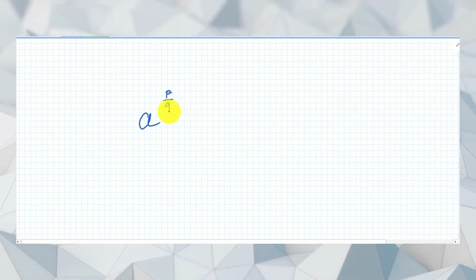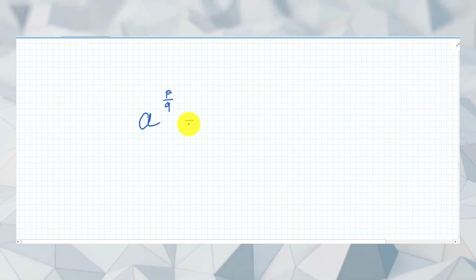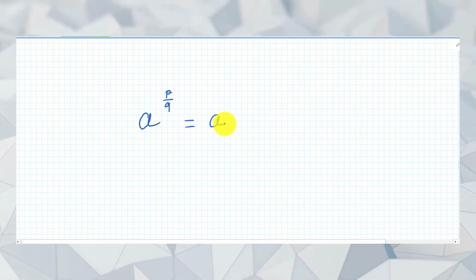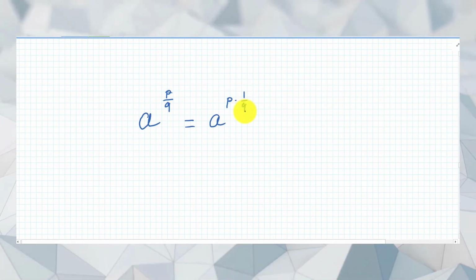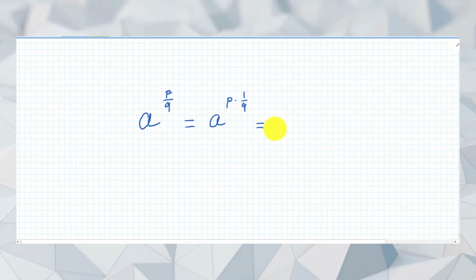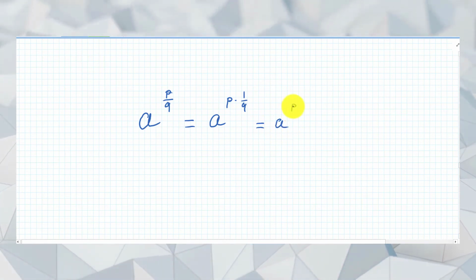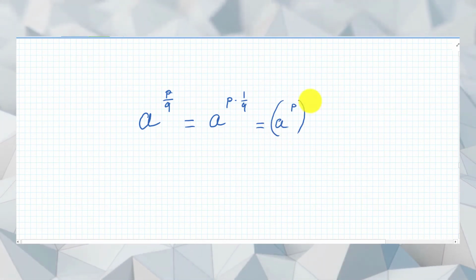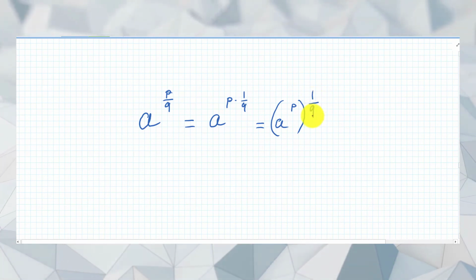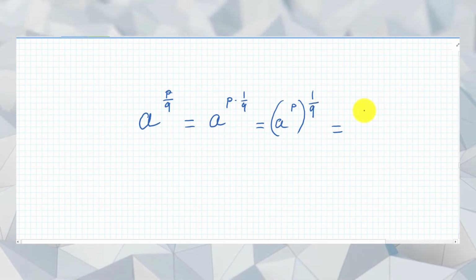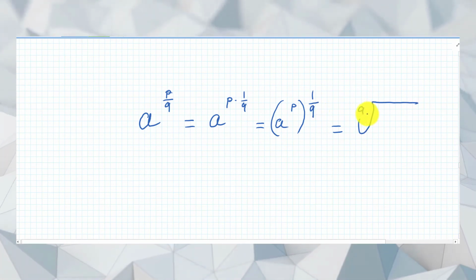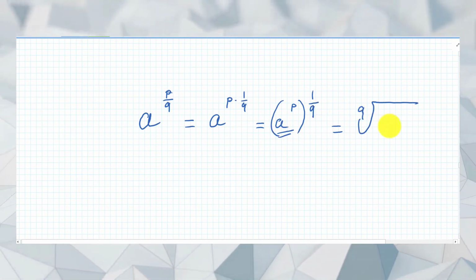Okay, so if I take a number and I raise it to a rational exponent, let's say p over q. Now, p over q, I can always write as p times 1 over q, right? According to the rule of exponent, this is the same as a to the p, to the power of 1 over q. And I know what to do with my 1 over q right here: 1 over q means the qth root. So I'm taking the qth root of a to the p.